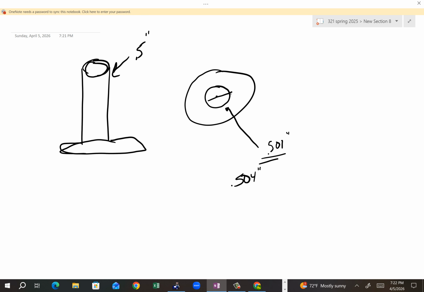So if you think about that, it's going to be a delta distance I'm looking for, a delta length. If it's made out of, let's just do steel, because I have that one off the top of my head, the coefficient times 0.501 times delta T, and I want my delta length to be 0.003.